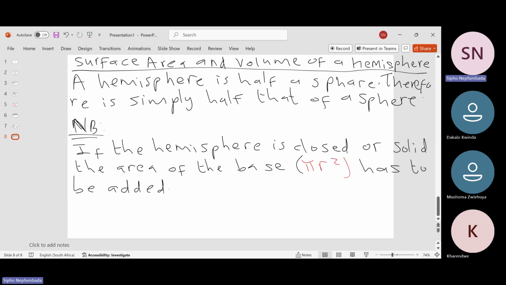Okay. So now, I said that if the hemisphere is closed or solid, the area of the base pi r squared has to be added. Can we proceed? Yes. Okay.